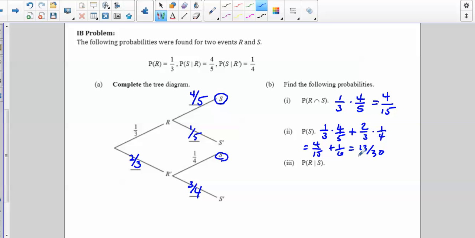Okay, and the last one is the probability of R given S. So we're going to set that equal to the probability of the intersection of R and S over the probability of S from our formula. And the intersection of R and S is 4/15. That came from up here. The probability of S we found was 13/30, which simplifies to 8/13. And that's it for the notes.